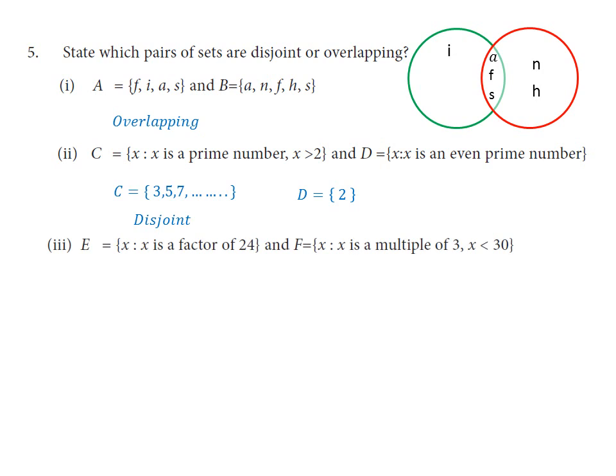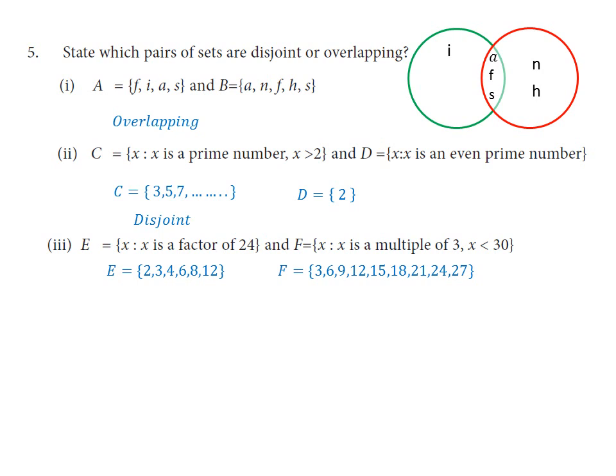Next one, E is equal to the set of all x such that x is a factor of 24. You have to write the factors of 24. And then the set F is equal to the set of all x such that x is a multiple of 3, x less than 30. You have to take the multiples of 3 less than 30. So write the elements first. E is equal to 2, 3, 4, 6, 8, 12, the factors of 24. And F is equal to 3, 6, 9, 12, 15, 18, 21, 24, 27. Less than 30, we should not take 30.